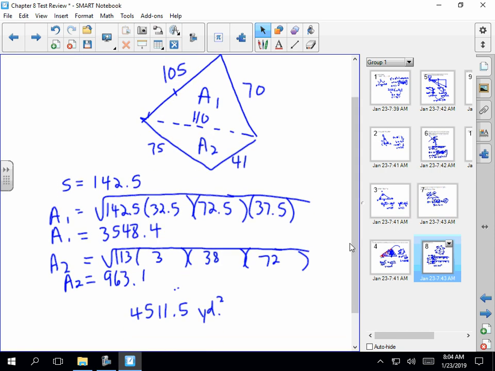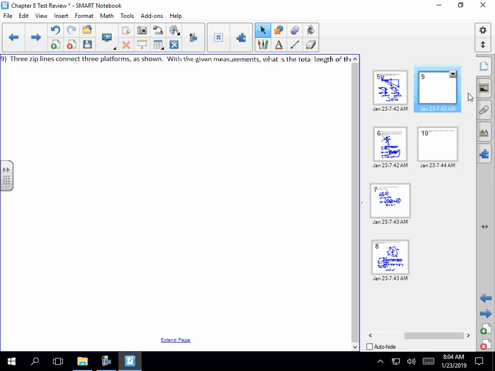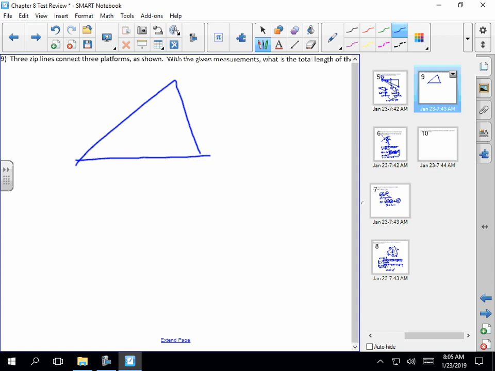Next one here, it's problem number 9. It says 3 zip lines connect 3 platforms as shown. So let's see, I'll draw the picture. I'll draw a triangle first. 150 down here. We've got some right angles here and over here. And we've got 71 degrees here and 11 degrees over here.